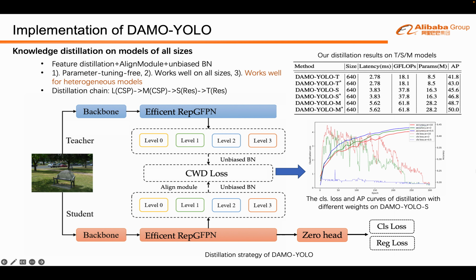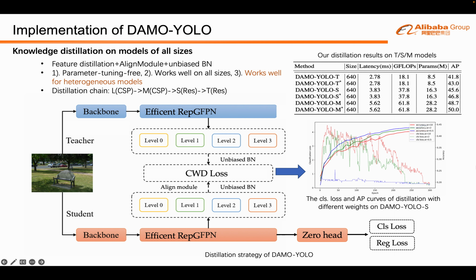During the distillation process, we find that the weight of distillation loss has a large impact on the final performance. Excessively large distillation loss hinders the convergence of the student model. So we use the dynamic distillation weight, which decays as the training proceeds. It's robust to all tiny, small, and medium models. All of them make up our distillation method, which is parameter tuning free and works well on models of all sizes. The distillation chain of DAMO-YOLO is L to M, M to S, and S to T.